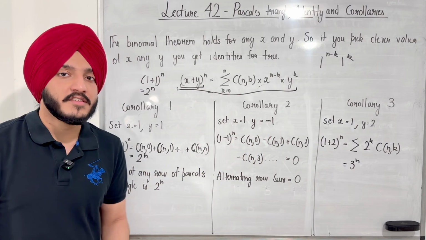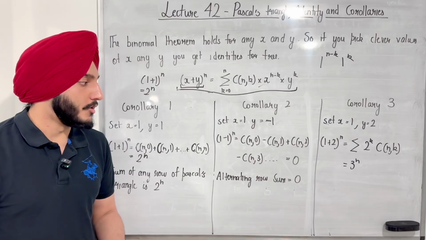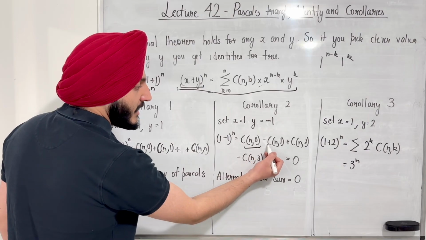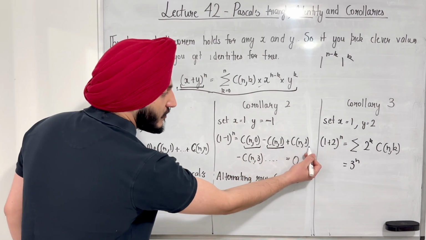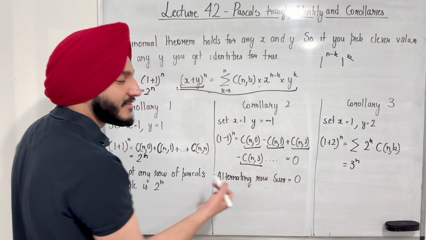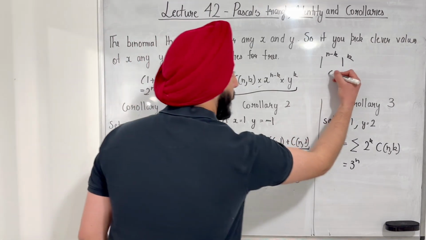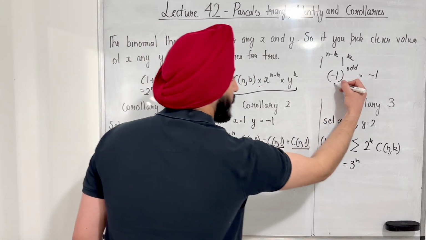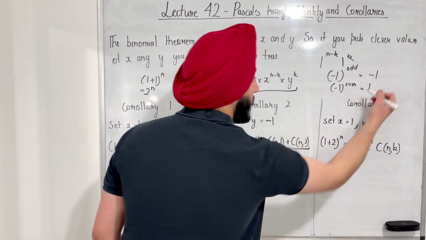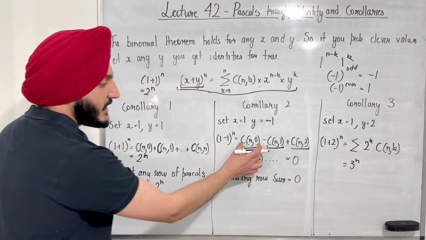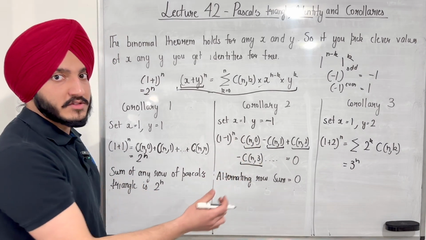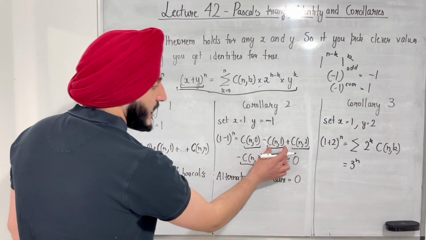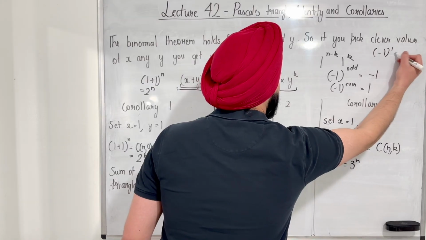But since y is minus 1, there's an important thing that's happening in this equation. If you look at this, it started with C(n,0), then it changed to the sign negative, then it changed to the sign plus, then it changed to the sign negative again. Why is this happening? Think about this. If you have minus 1 to the power of anything odd, that would be minus 1. If you have minus 1 to the power of something even, that is going to be 1. So C(n,0): any number to the power of 0 is 1. C(n,1): minus 1 to the power of 1 would be minus 1.